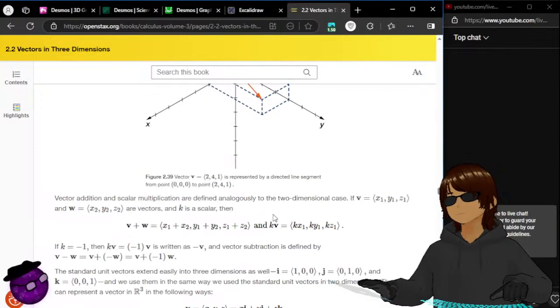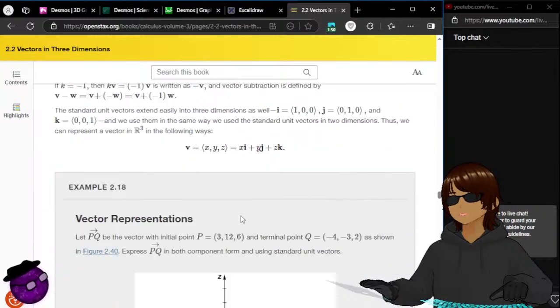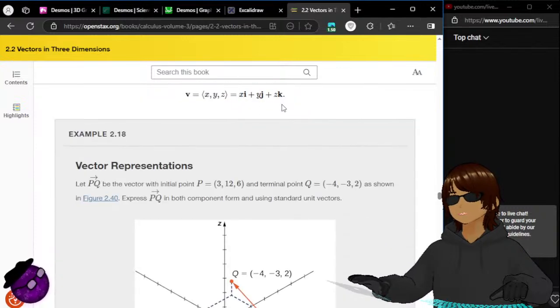Of course, the previous properties still apply, so we can multiply them with a scalar and we can add and subtract them. Also, there's a third dimension, k. So i, j, k.